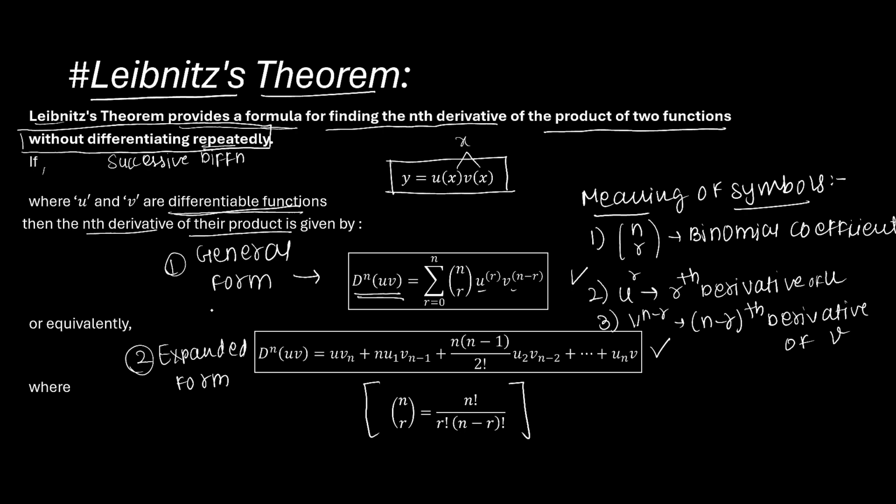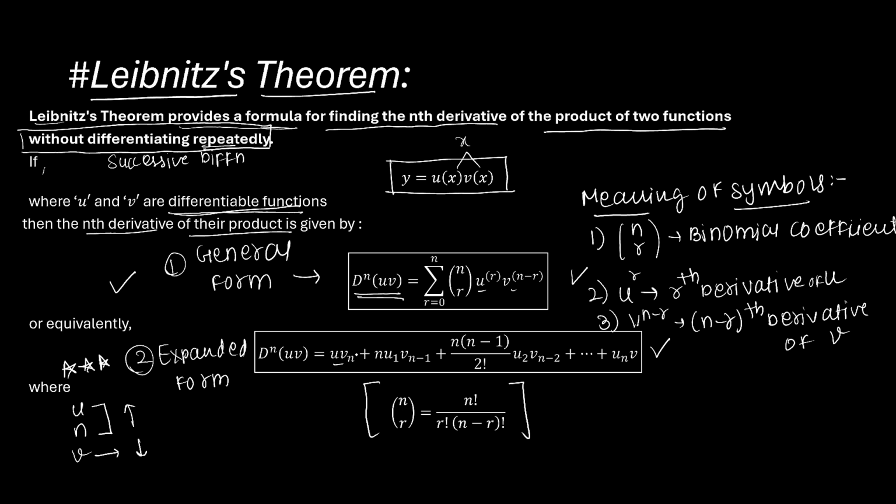In this way, you can understand what the general form is, and this is the expanded form. There is a trick to remember the expanded form, and it is a very important form to use directly in questions. First, check the number of variables in the entire expanded form. There are three variables: one is u, one is n, and one is v. Just see that u and n both are increasing, whereas v is decreasing throughout the expanded form. Just look into the formula carefully.